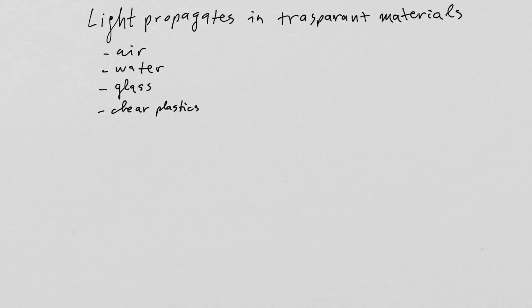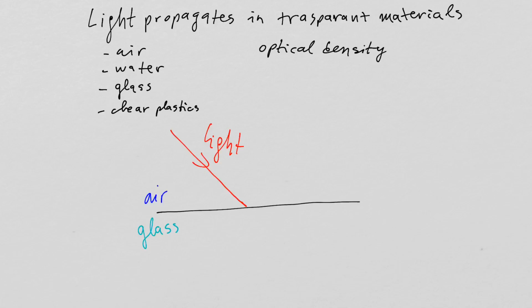More specifically, one optical property, which is called optical density, is different for those materials. And because of that, if light rays pass from one material into another, the direction of travel changes. And that effect, or that phenomenon, is known as refraction.